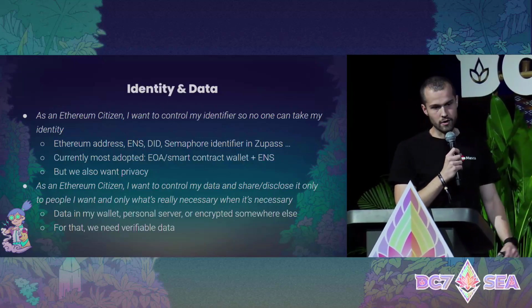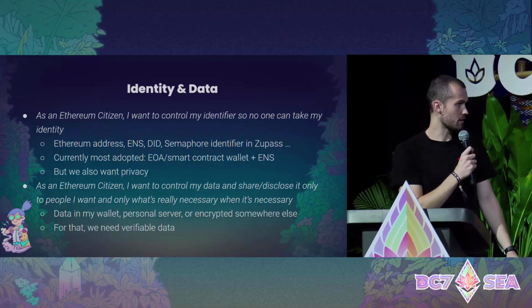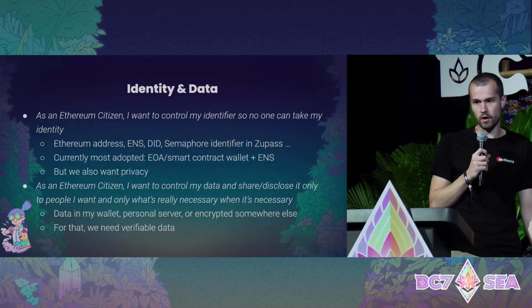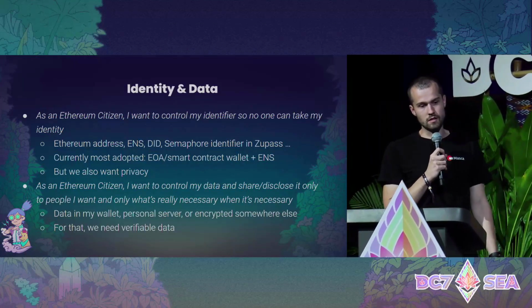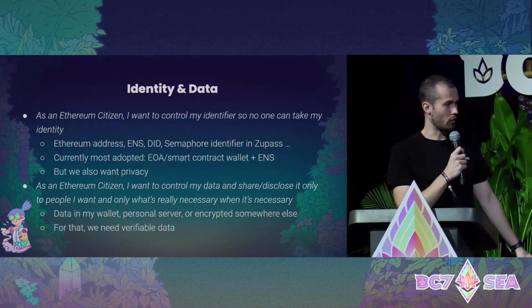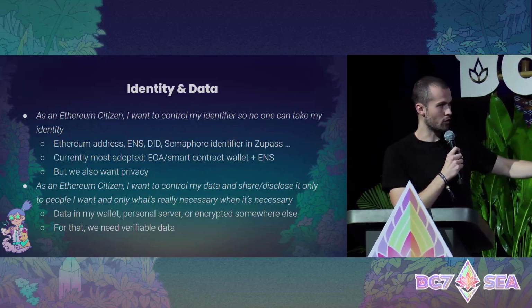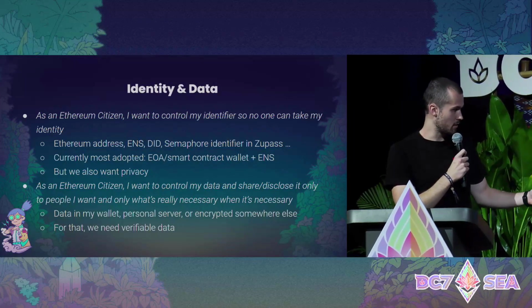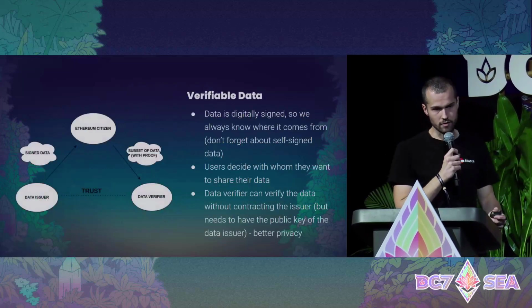And for the data part, we want to control our data and disclose it only to the people we want and when we want. That means that the data should be stored in our wallets, on our personal servers, or encrypted on third parties. But if we want to make that work, we need verifiable data.